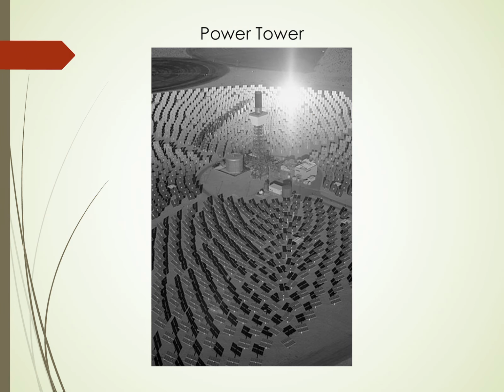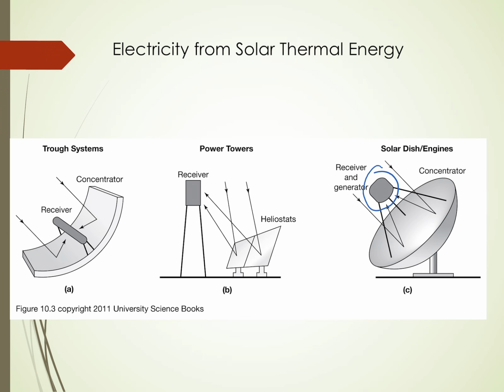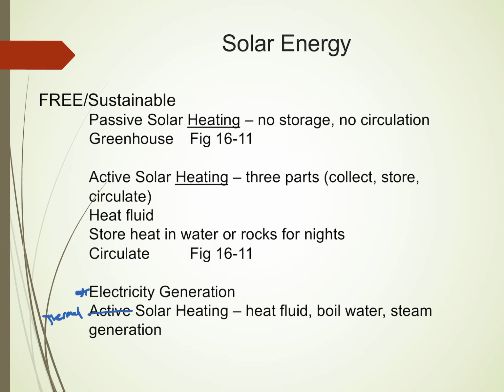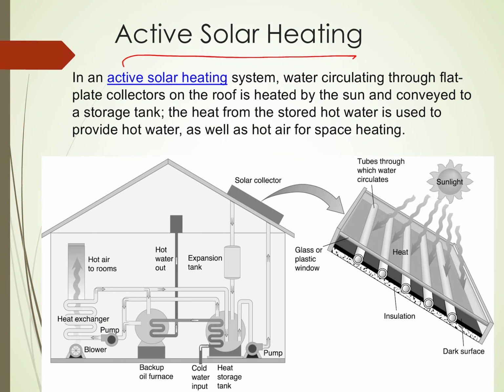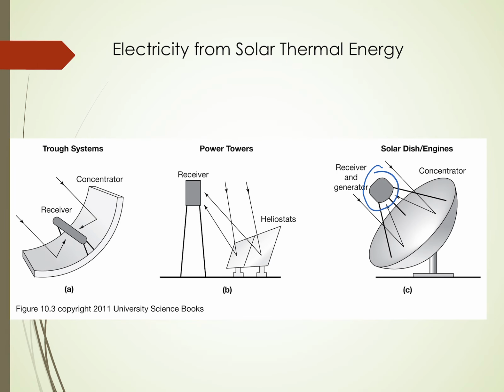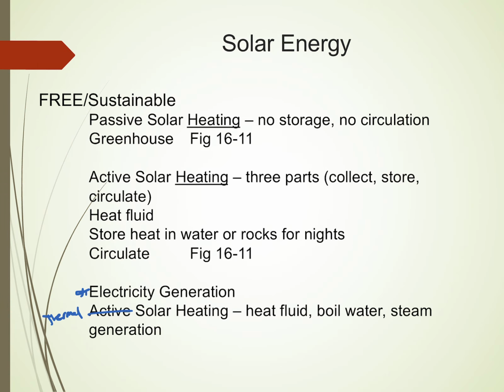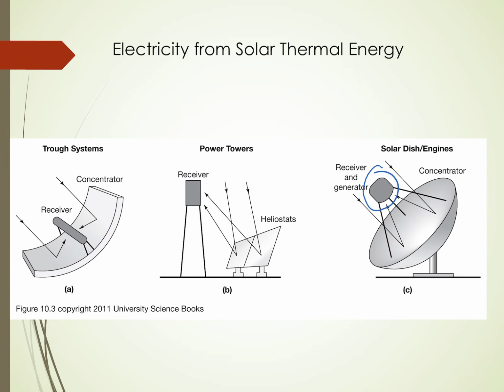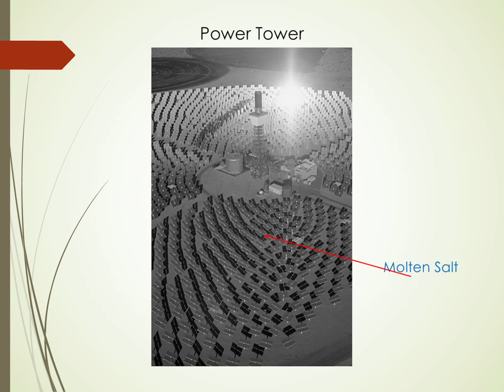Now, the key, once we clarify this one more time since I messed it up: with active and passive solar heating, you're not generating electricity, you're just heating. And this is active solar heating here. Electricity generation, we're going to use solar thermal energy. So we get rid of the word heating. Solar thermal energy or thermal solar energy. That's where you're going to generate the electricity, okay? So let's clarify that.